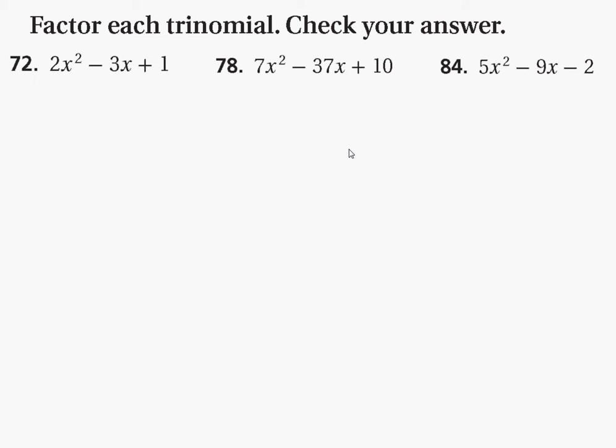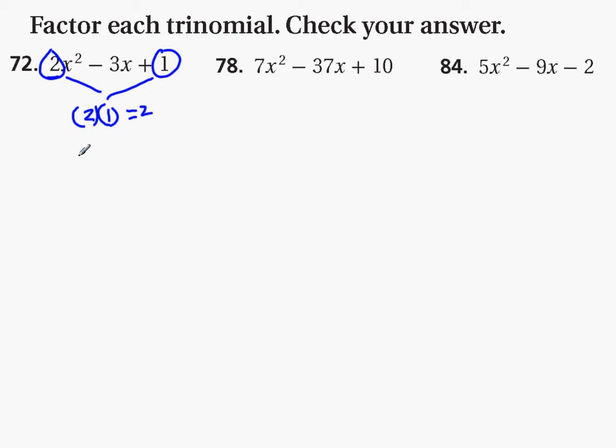All right, for these trinomials, we're going to have a slightly different method because the number in front of the x squared is not 1. In this case, it's 2 for 72. So here's what you do. Take the number in the first term and the number in the last term, and multiply those two together. So you go 2 times 1, which gives you 2. Okay?